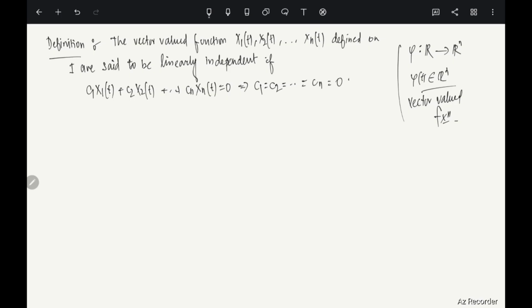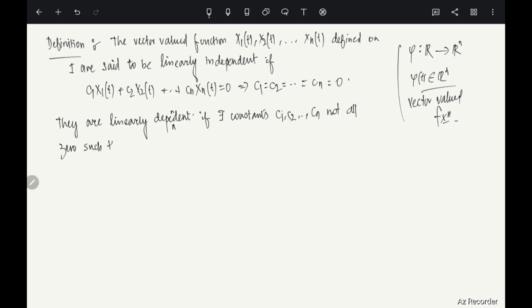Now when is it linearly dependent? Of course, if one of the ci's is non-zero, then we have a linear dependence. So they are linearly dependent if there exist constants c1, c2, up to cn, not all zero, so at least one non-zero, such that c1 x1(t) plus c2 x2(t) plus up to cn xn(t) is 0.